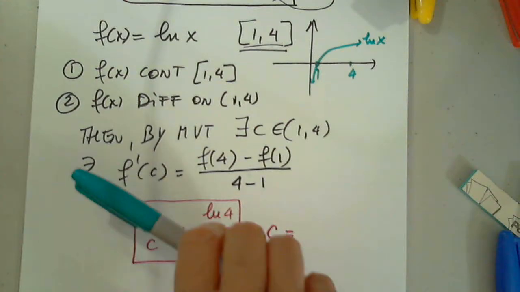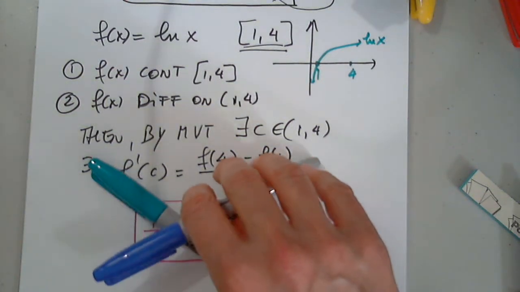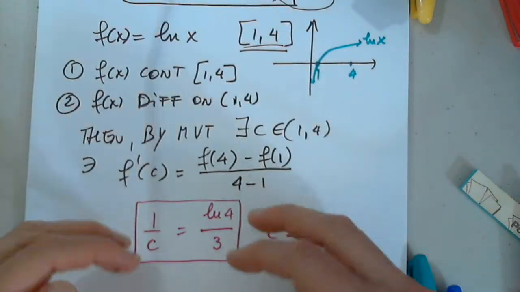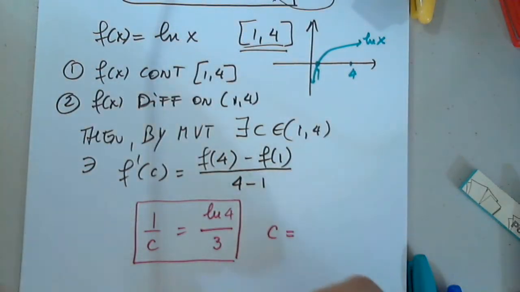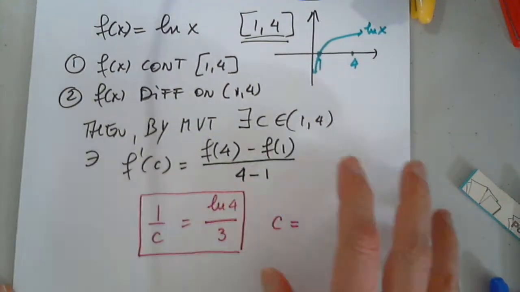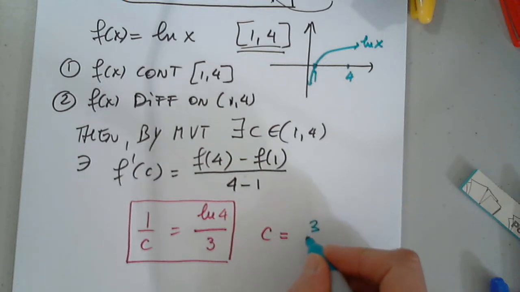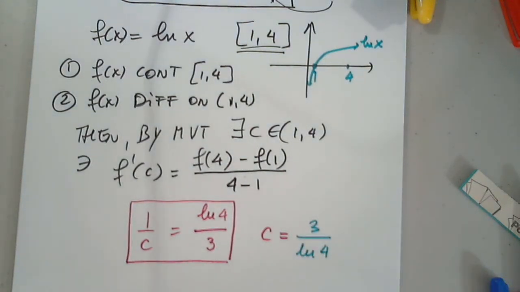Cross multiply. Very good. Here is a tiny, tiny trick. If this is 1, just flip them both at the same time. Only if this is 1 and your variable is here. So c equals 3 divided by natural log 4.